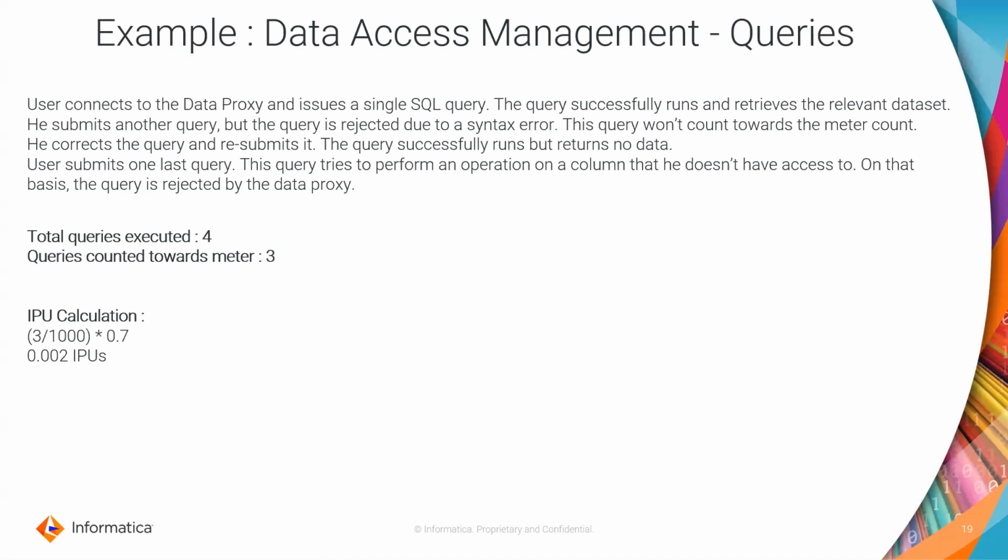So here, keeping the considerations in mind, the total queries we executed were 4, but only 3 get counted towards the meter, since the second query got rejected as a syntax error, which is not counted towards the meter. So the IPU calculation for the same is 0.002 IPUs for the billing cycle.